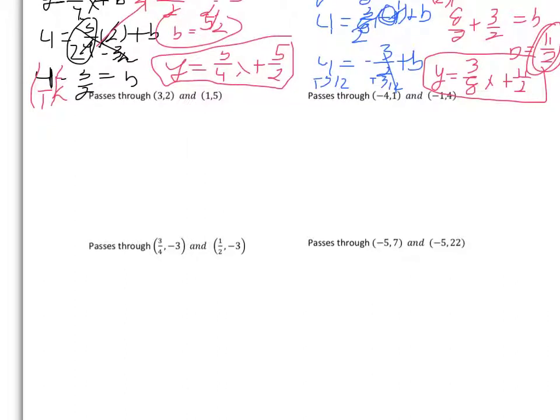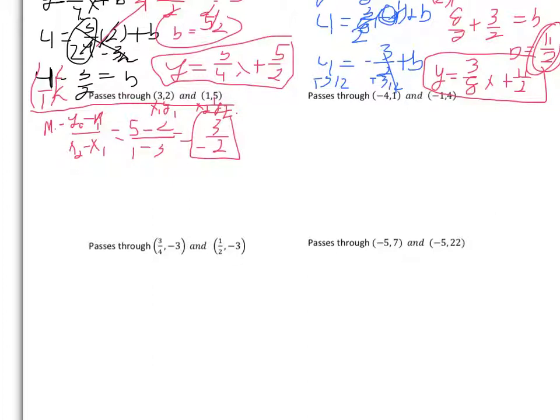So the first thing we need to do is find the slope, because it's the first thing we always need to do. So here, m equals y2 minus y1 all over x2 minus x1. So we have our x1, our y1, our x2, and our y2. I'm going to plug those in here. So y2 is 5 minus y1 is 2 all over x1, 1 minus x2, 3. 5 minus 2 is 3. 1 minus 3 is negative 2. So the slope here is negative 3 halves.